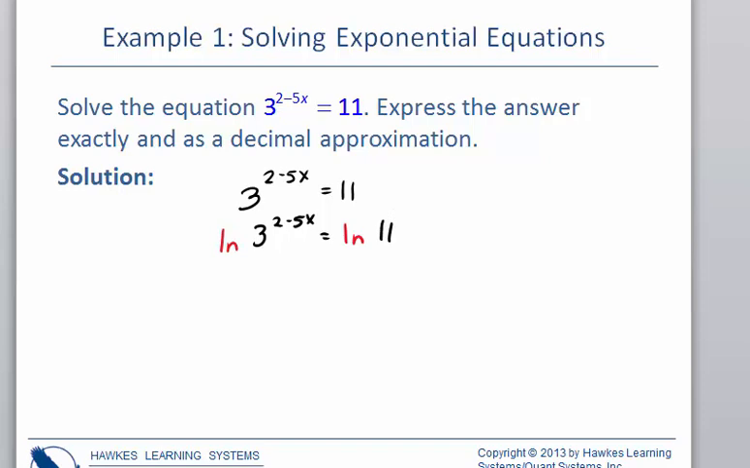Now, once that's done, we're going to employ one of our properties that says that we can take an exponent and pull it to the front of the log. So that 2 minus 5x, I'm going to bring down. When I bring it down, I'm going to put it in a set of parentheses to remind myself that that whole quantity is multiplied by the natural log of 3.